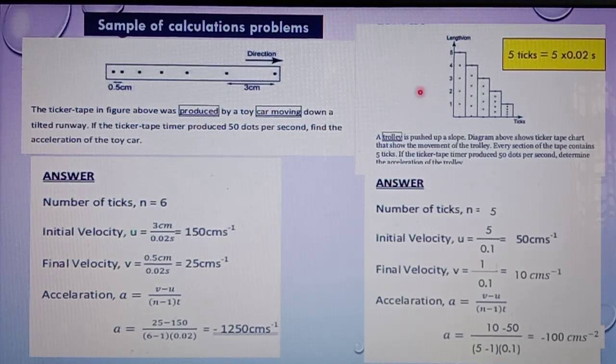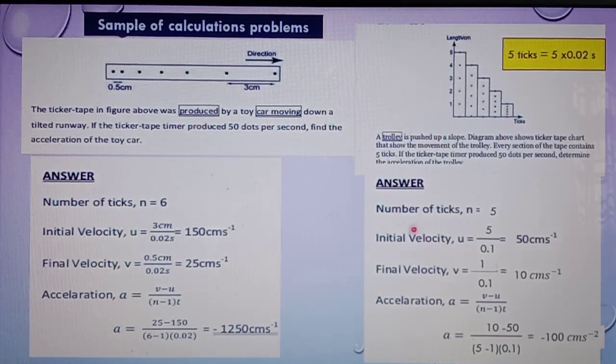Let's say we have a tape chart. So this tape chart consists of 5 strips. One strip consists of 5 ticks. So the time taken for one strip is 5 times 0.02, that is 0.1 second. So one strip, 0.1 second. So the first strip, the length is 5 cm. Now we want to calculate initial velocity. So initial velocity, you calculate from the first strip. The final velocity is from the last strip.